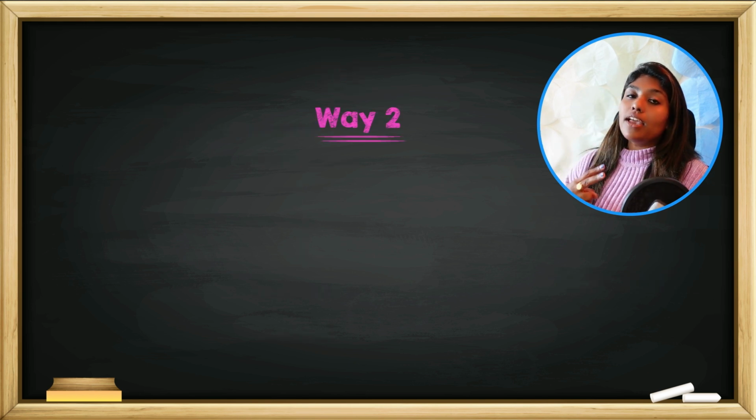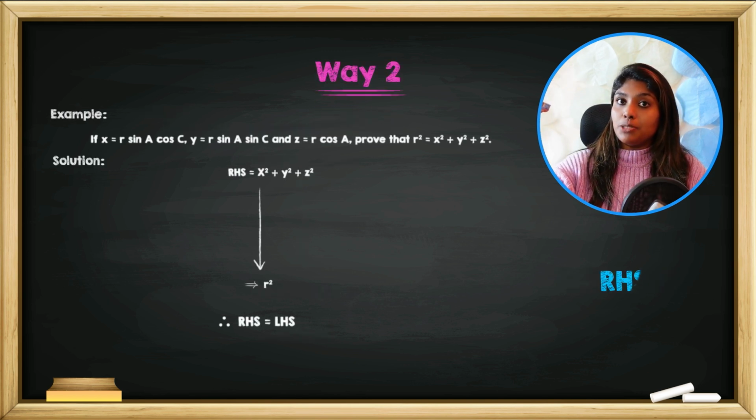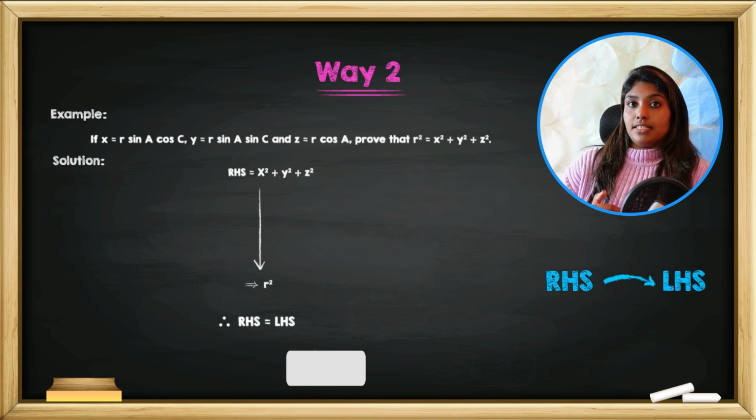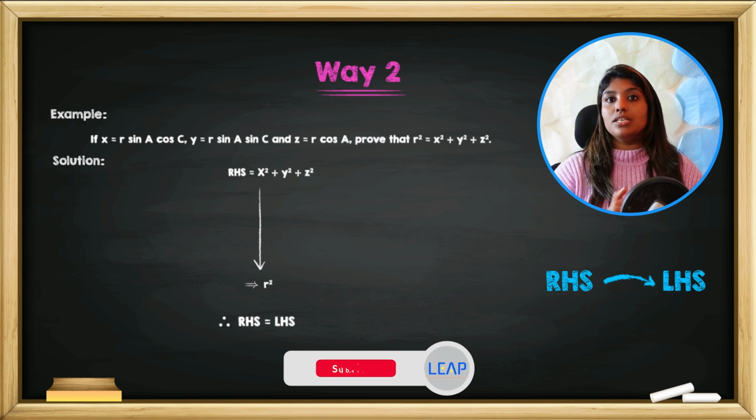Now, the second way is you start with the RHS part of the identity, you work it out, you simplify, and you arrive at the left-hand side of the identity. So that's basically going from RHS to LHS.